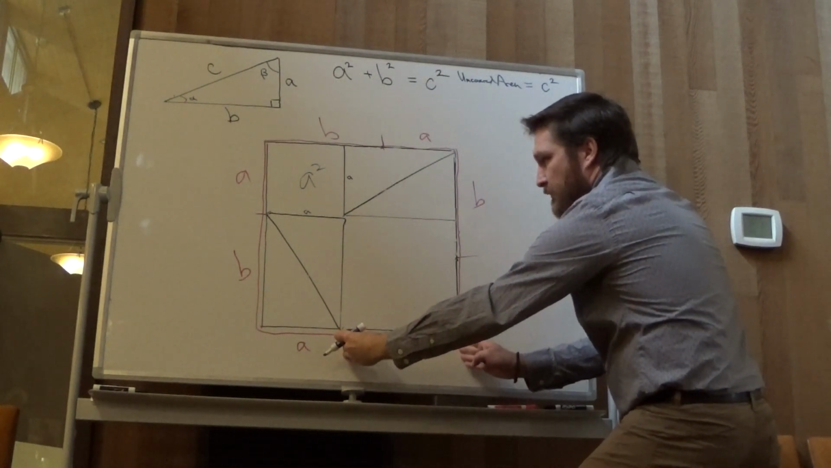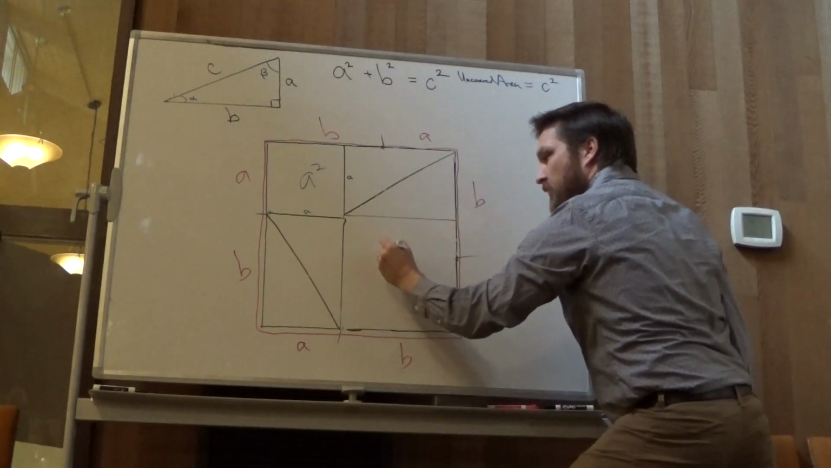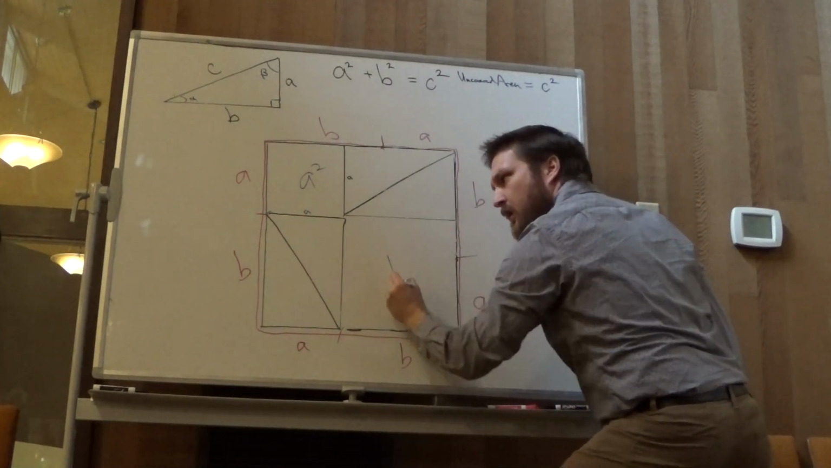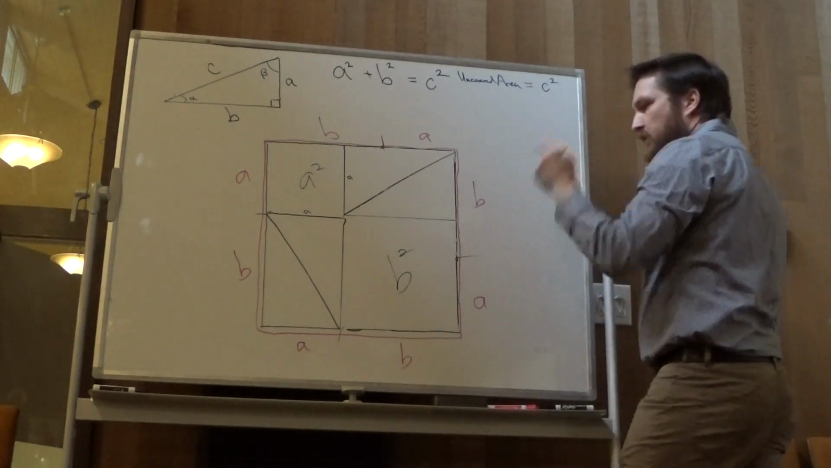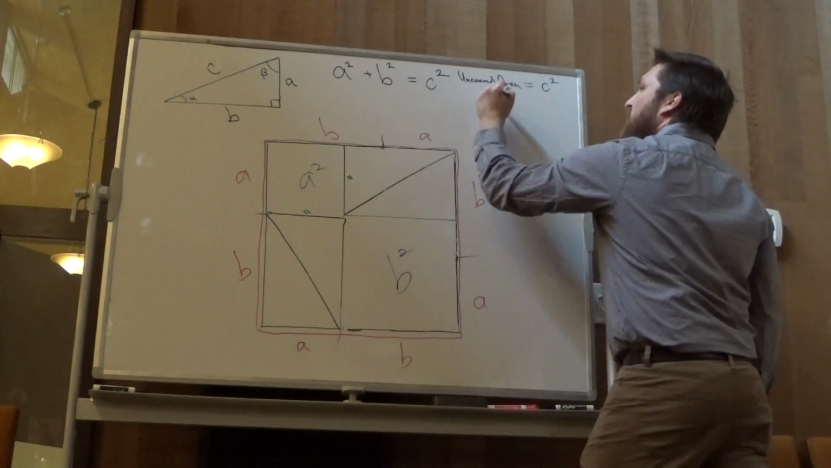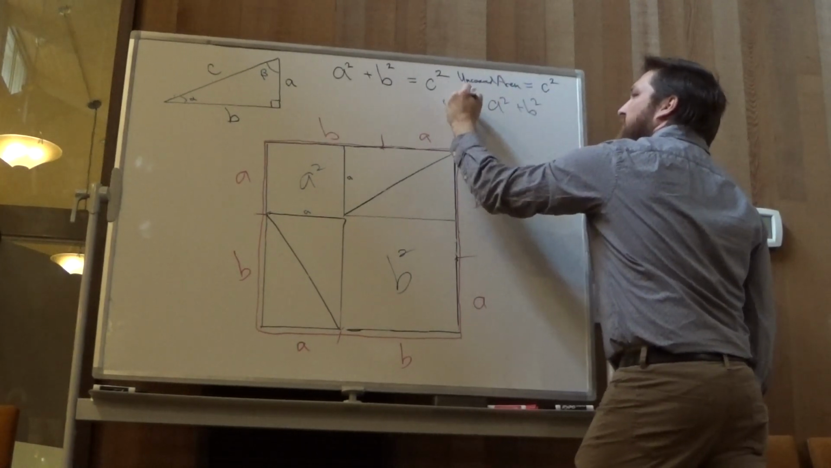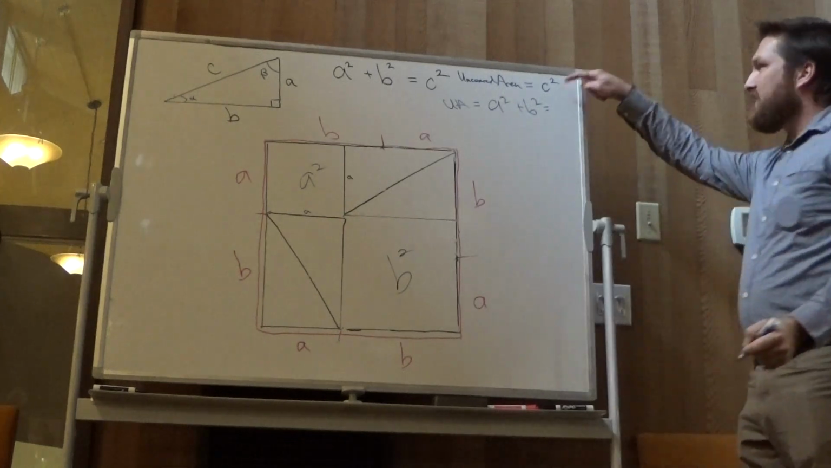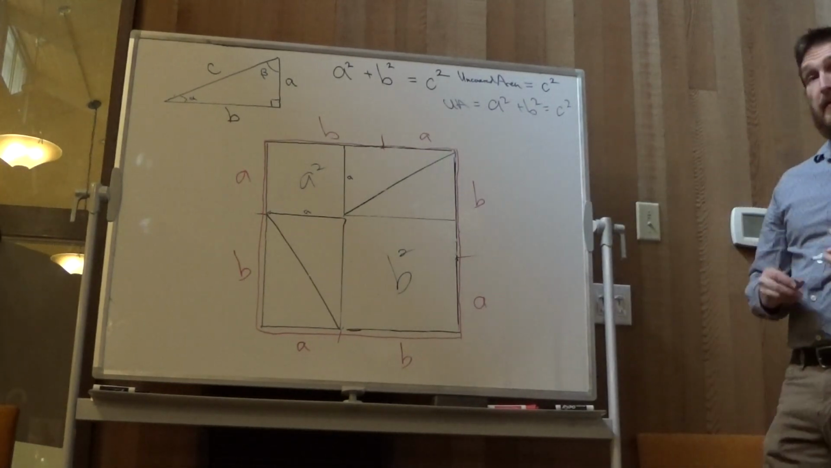Using the same reasoning, we could see, okay, there's that length right there. We've already labeled it, it's B. We've got that length right there. We've already labeled it, it's B. And so that area is what again? B squared. And so the uncovered area is equal to what? A squared plus B squared. A squared plus B squared is equal to the uncovered area, which is equal still to C squared. And we've just proved the Pythagorean theorem.